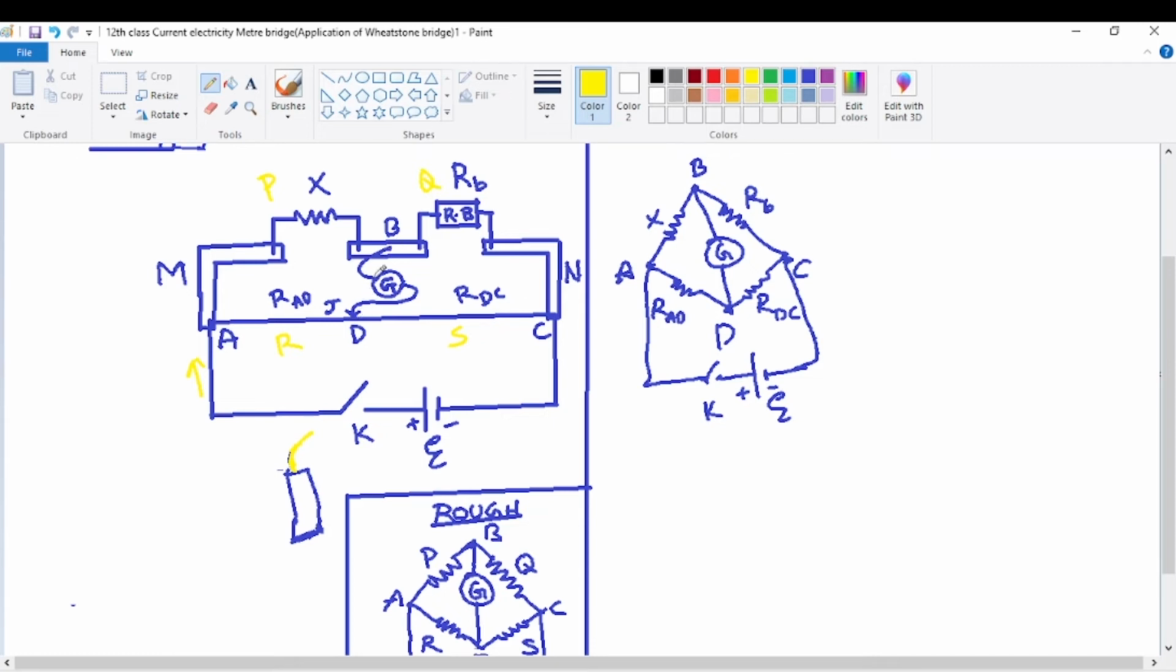Then what happens? The jockey is at D, which has the same potential as B. Then the potential difference between the jockey and B will be 0. The galvanometer will show 0 deflection. So gradually, as the jockey is moved from the left-hand end A, the deflection in the galvanometer decreases. Finally, when the point of the same potential as B is reached, that point D is called the balancing point, because there the galvanometer current becomes 0. The bridge is balanced. The Wheatstone bridge or meter bridge is said to be balanced. That's why point D is called the balancing point. This is very, very important.